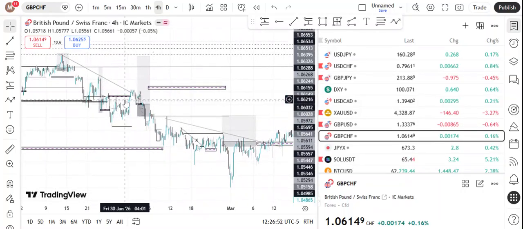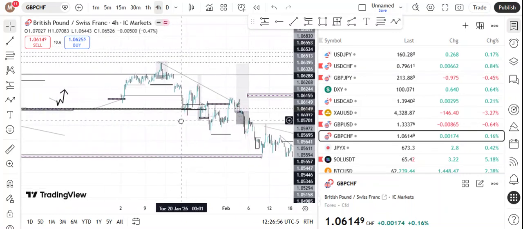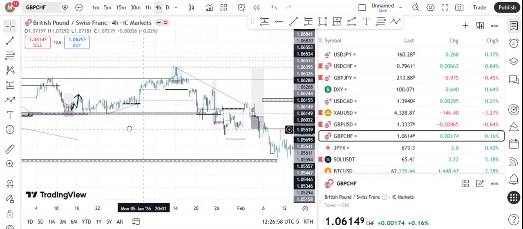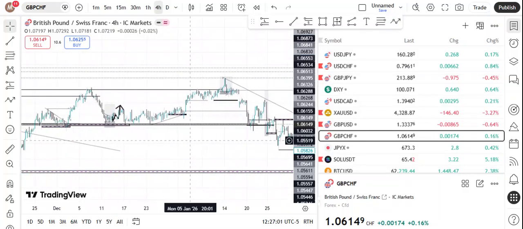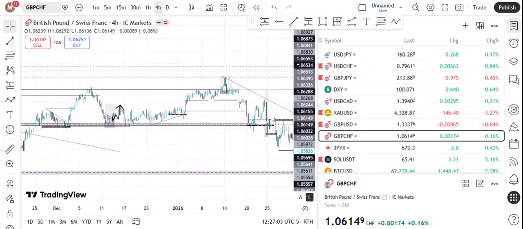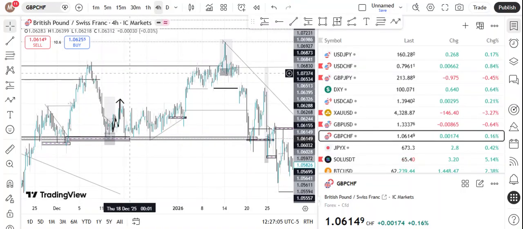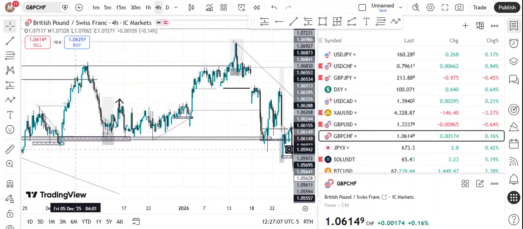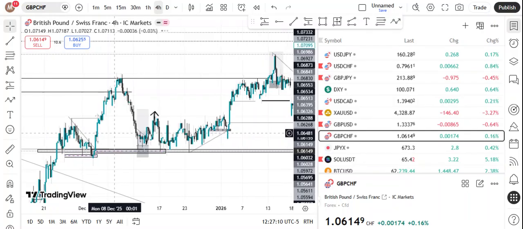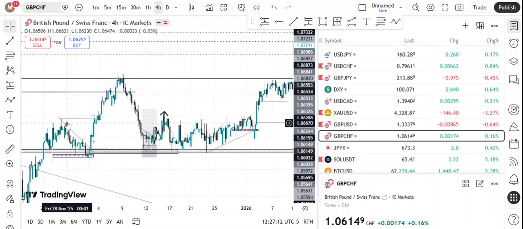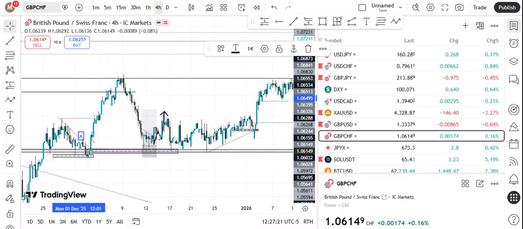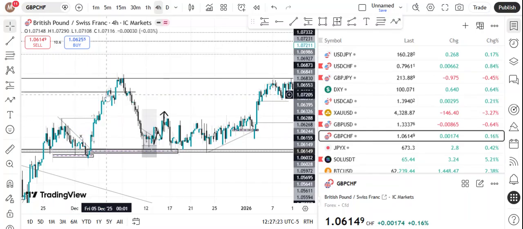And there's it again here. Another entry on GPCHF, which we netted a loss. And this is the entry again, as you can see clearly on GPCHF. After this trendline liquidity sweep, I took this trade.